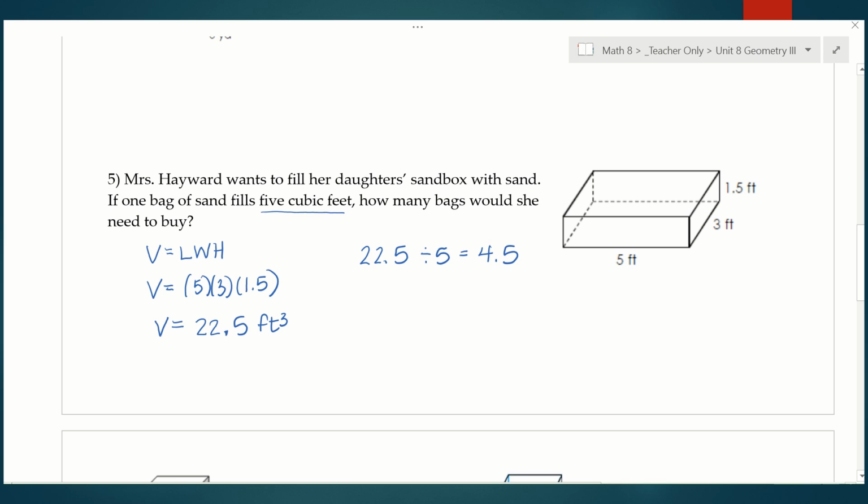So if I go to Home Depot and I say, excuse me, I need 4.5 bags of sand, they're probably going to look at me and think I'm a little crazy. So we'd have to decide, do I need 4 bags of sand or 5 bags of sand? Because they're not going to let me buy a half of a bag. And so in this case, I would round up. I'd rather have extra sand than not enough. So I'm going to round that up to 5 bags.